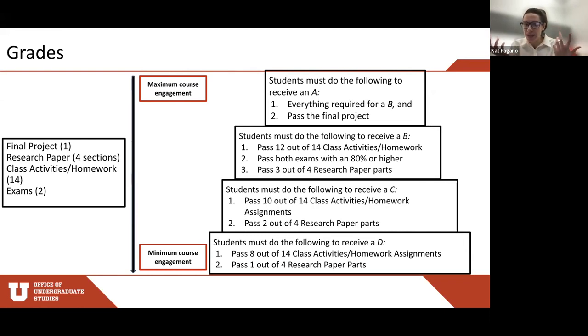Maybe it's a 90%. And then for the papers, I say you need to pass 3 out of the 4. Now, as we go down in this pyramid, if students decide that they would like to get a C or a D, they just do less work, right? They pass less work. What's great about this system, though, is that the assignments that they do pass are going to have to meet a standard.